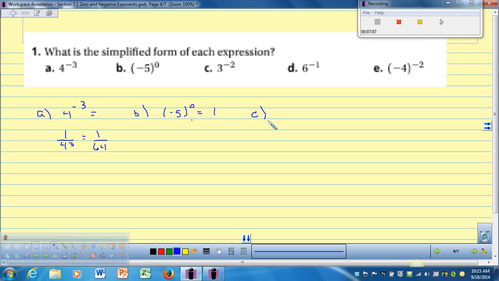All right, 3 to the negative 2. Tristan, help me with that one. 1 over 3 to the second power. Yep, and that is 1 over 9.